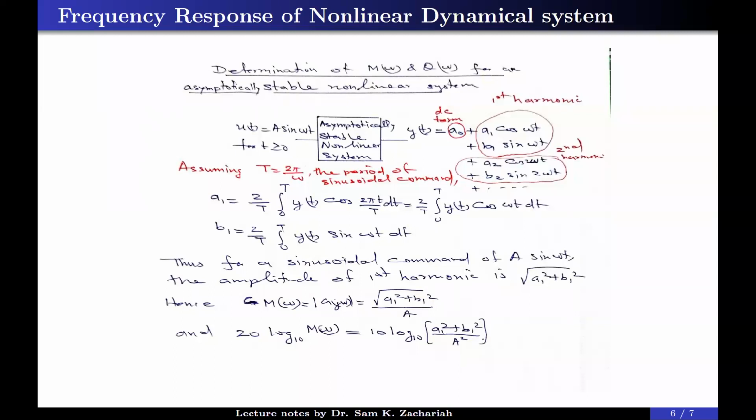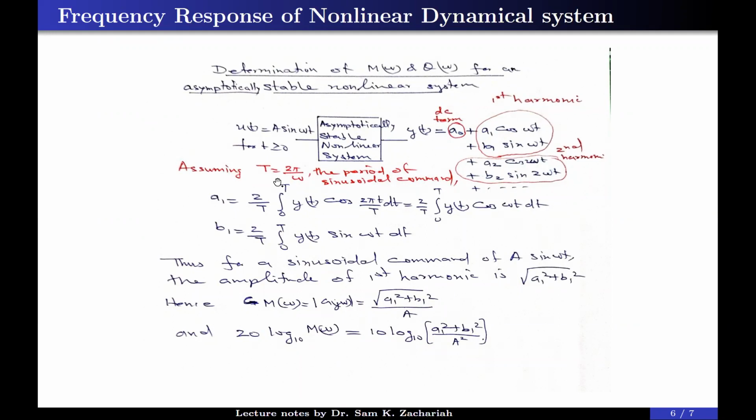If you have to extend the concept of frequency response, we have to consider only the fundamental harmonic, because nonlinearity means definitely other parts will be there, offset will be there, harmonics will be there, but direct extension of frequency response is only with respect to the same frequency component. So there is a need to extract the fundamental component out of the complex components in the output. So what we do is go for Fourier series expansion for the output, assuming T is 2 pi by omega, the period of the sinusoidal command, here A sine omega t.